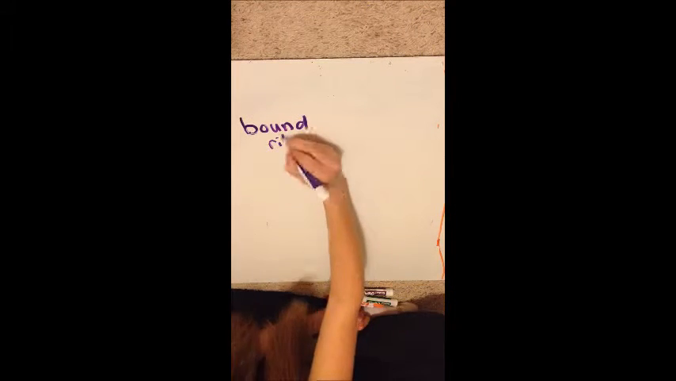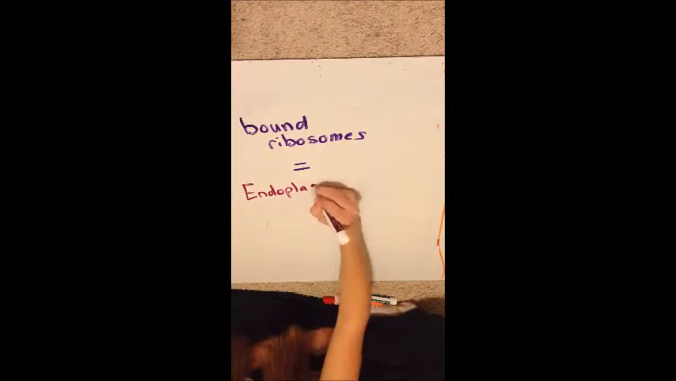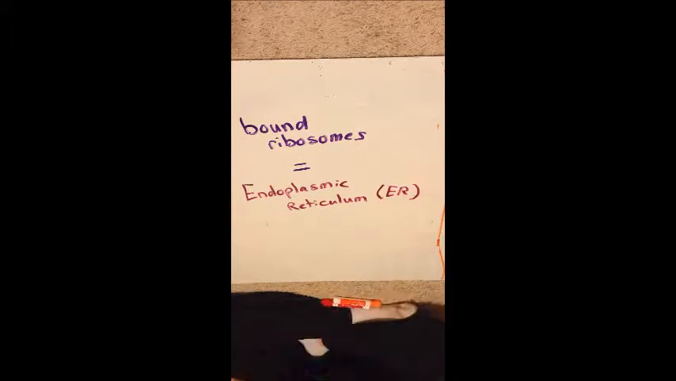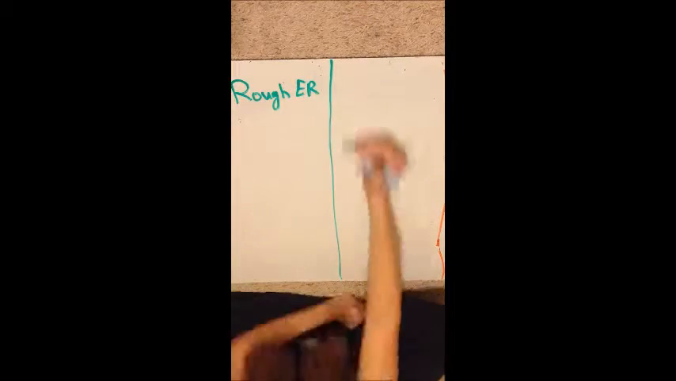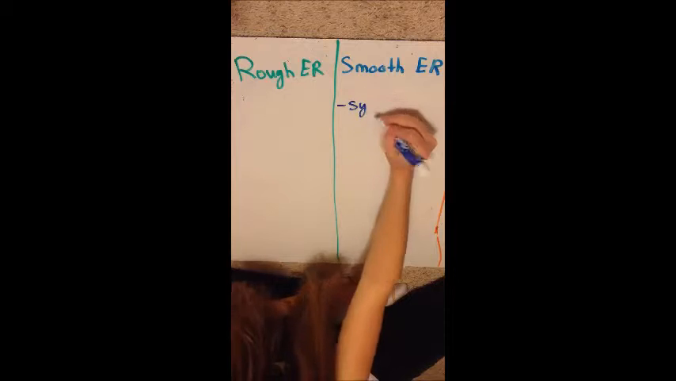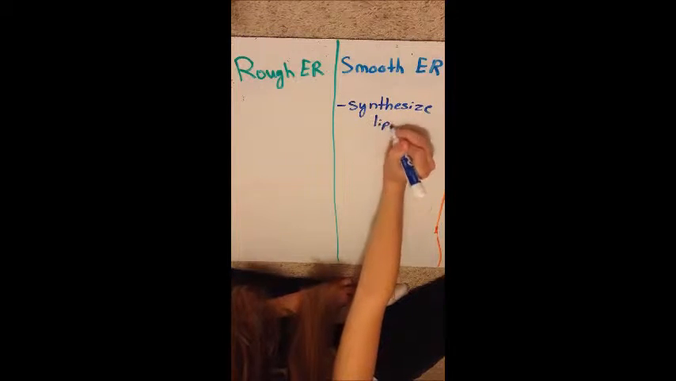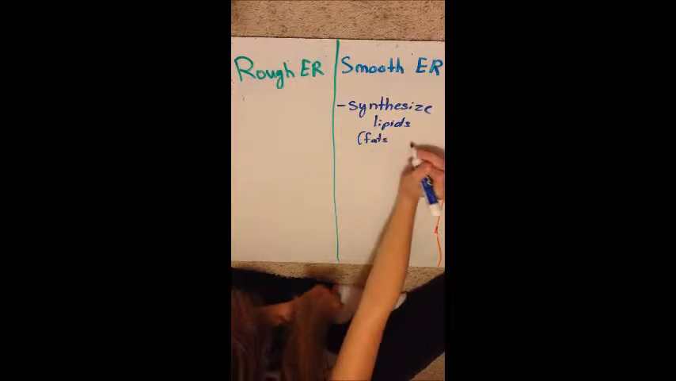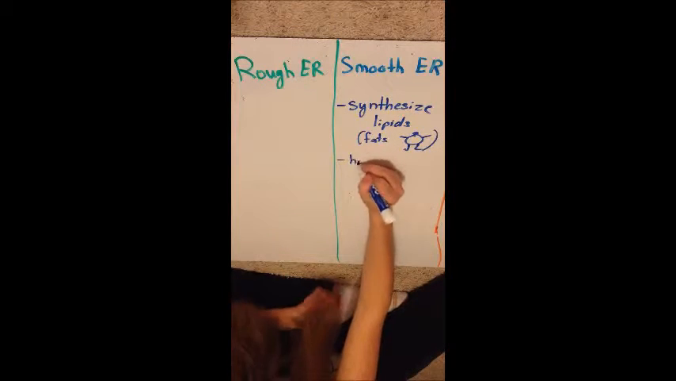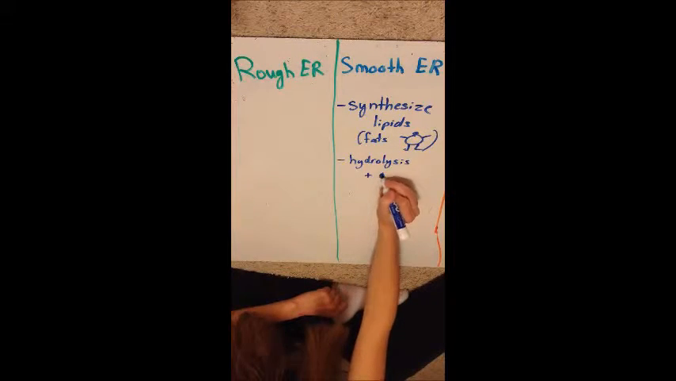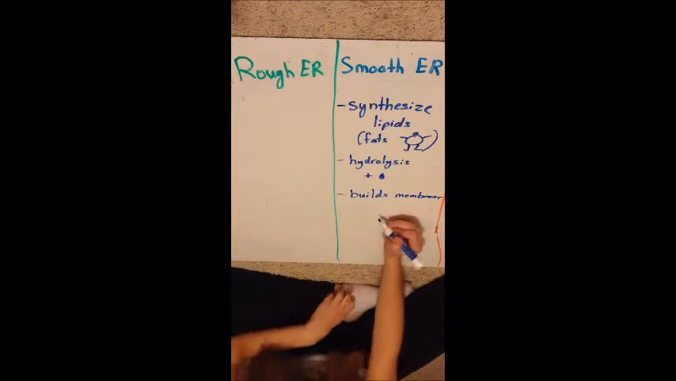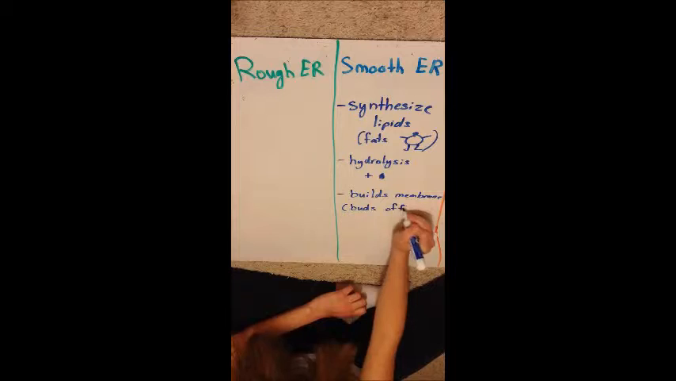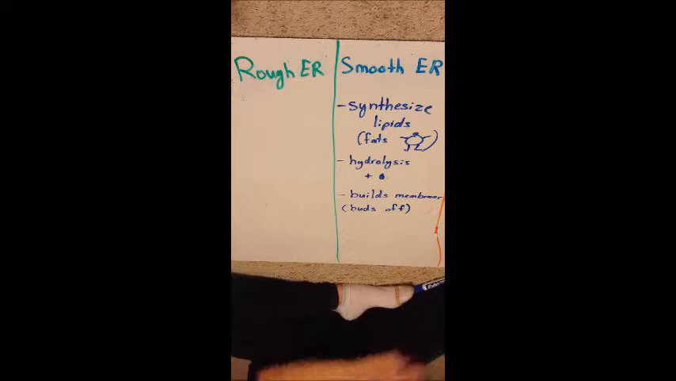Bound ribosomes are attached to the endoplasmic reticulum and synthesize proteins for export or for membranes. However, there are 2 types of endoplasmic reticulum: rough endoplasmic reticulum or smooth endoplasmic reticulum. Smooth endoplasmic reticulum synthesizes lipids like oils, phospholipids, steroids, and sex hormones. It also hydrolyzes glycogen into glucose and detoxes drugs and poisons. It also is responsible for building membranes through phospholipid synthesis and endoplasmic reticulum expansion.